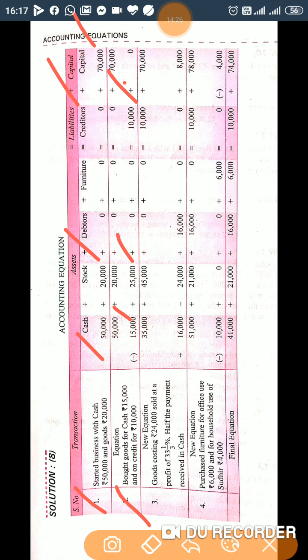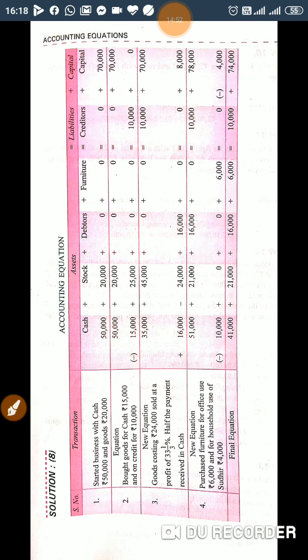Now next transaction is the sale of goods. After adding this 16,000, cash is 51,000. Cash becomes 51,000, stock becomes 21,000 after deducting 24,000. Debtor is 16,000, furniture is 0, creditor is 10,000 and capital is 78,000.